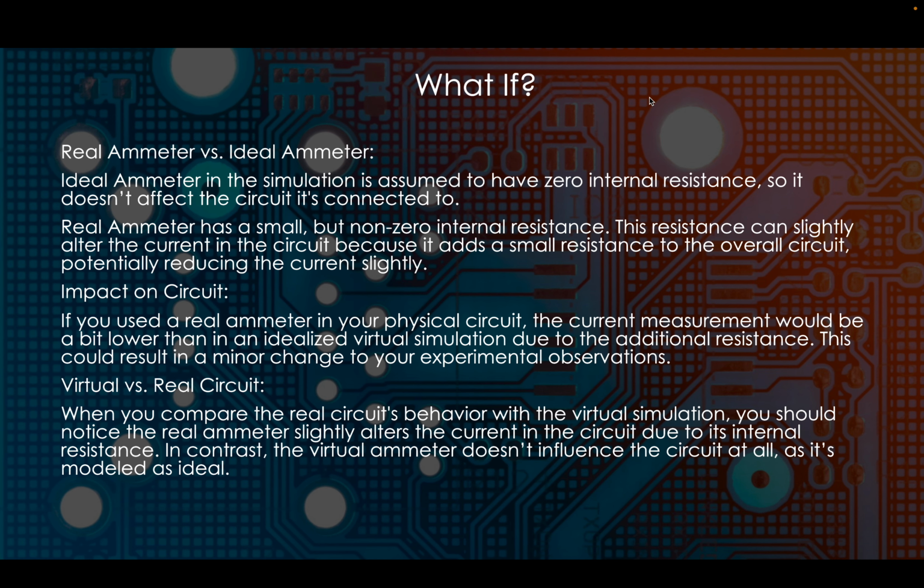What if? Using a real ammeter versus an ideal ammeter. An ideal ammeter in the simulation is assumed to have zero internal resistance, so it doesn't affect the circuit it's connected to. A real ammeter has a small but non-zero internal resistance. This resistance can slightly alter the current in the circuit because it adds a small resistance to the overall circuit, potentially reducing the current slightly.